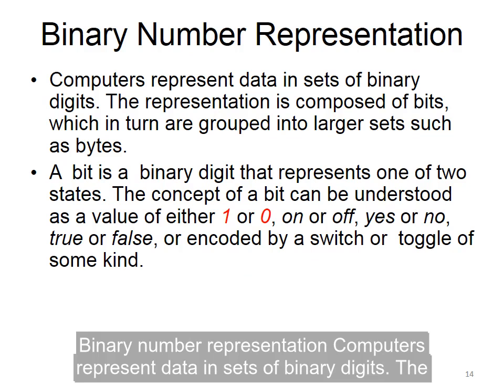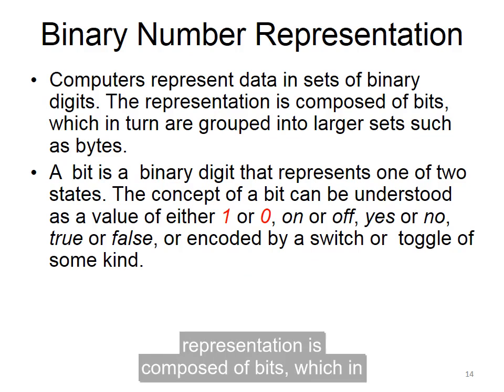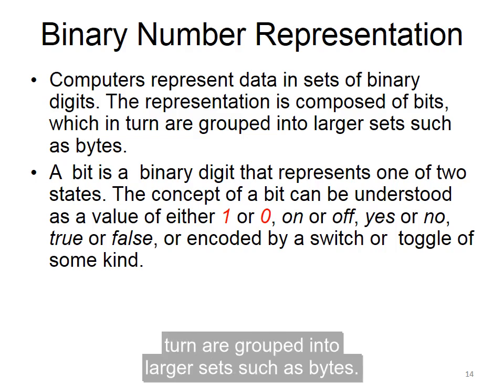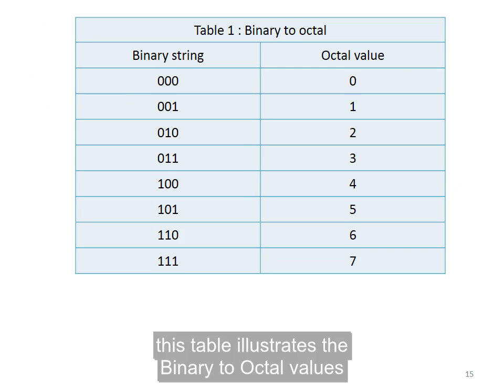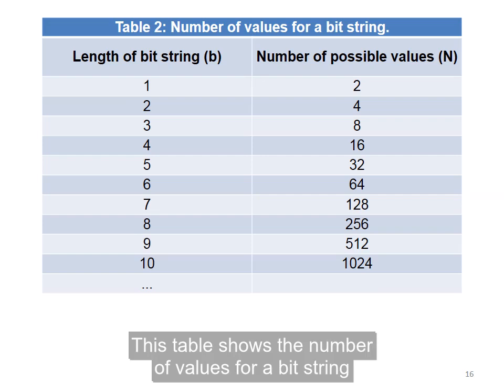Binary number representation. Computers represent data in sets of binary digits. The representation is composed of bits, which in turn are grouped into larger sets such as bytes. This table illustrates the binary to octal values. This table shows the number of values for a bit string.